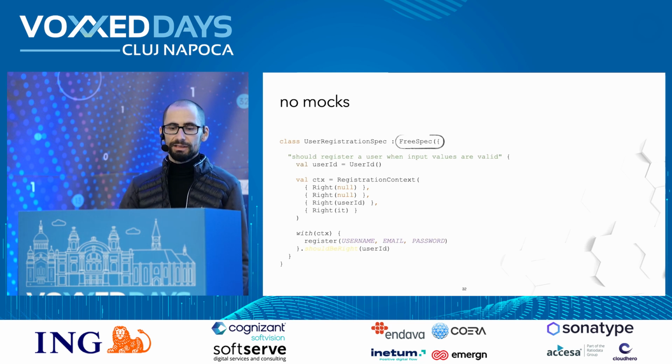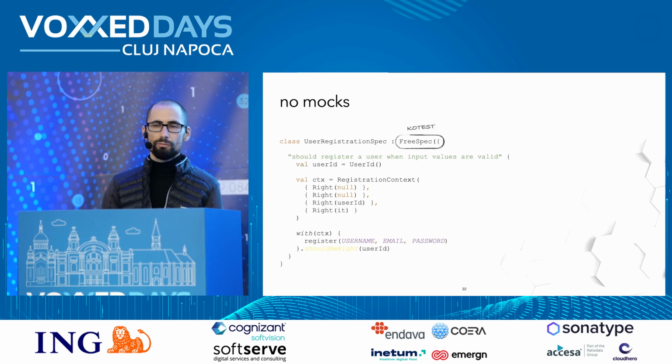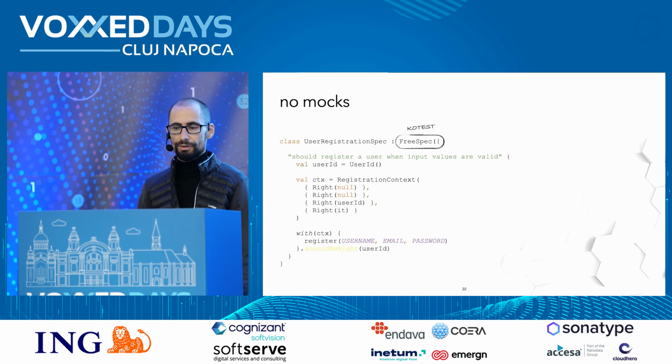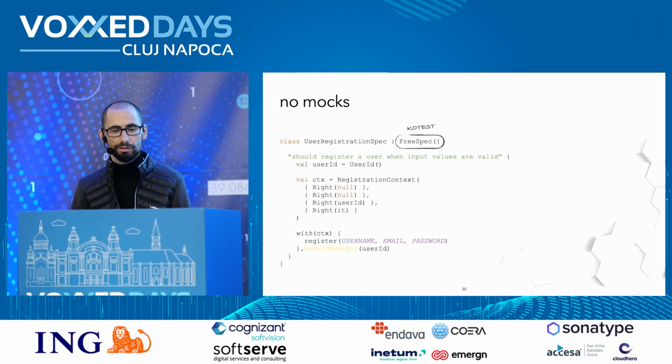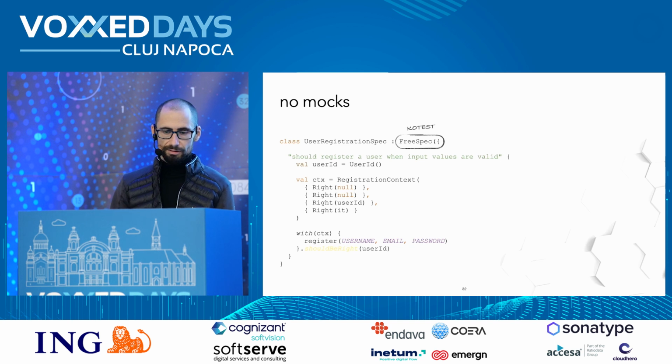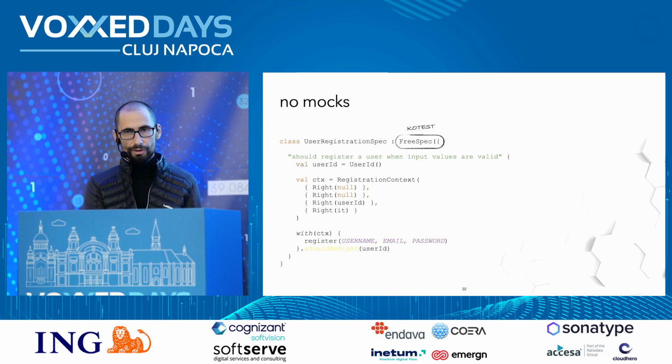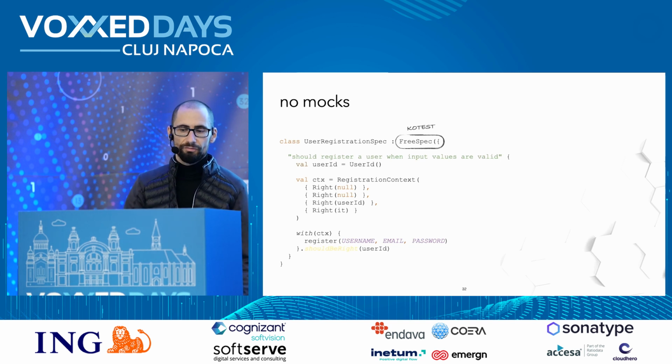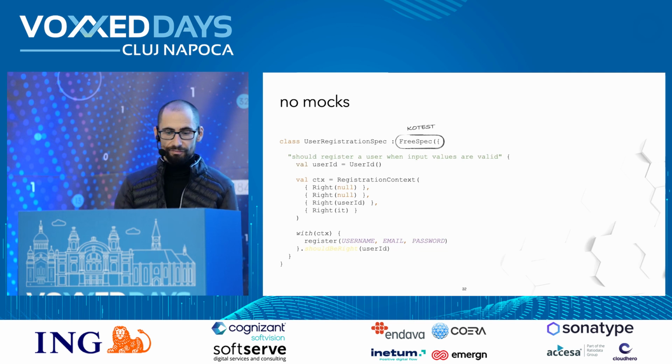This is free spec. This free spec comes from a testing framework called Kotest. We're using it extensively in our Kotlin projects because, at least in our opinion, it's a much better alternative to JUnit. We've been using it for 3 or 4 years, and we're very happy with it. But again, this is not a talk about Kotest. This is a talk about functional web APIs.